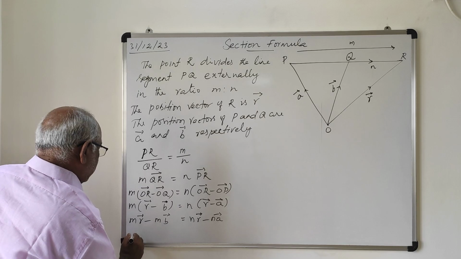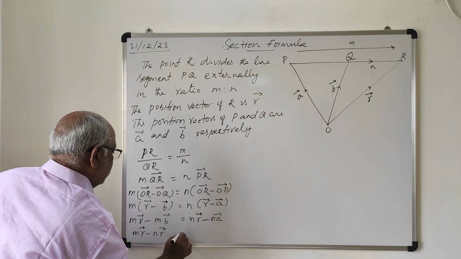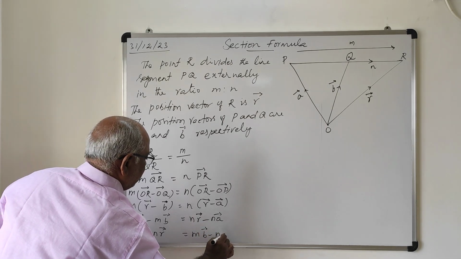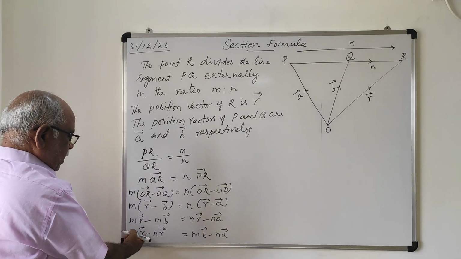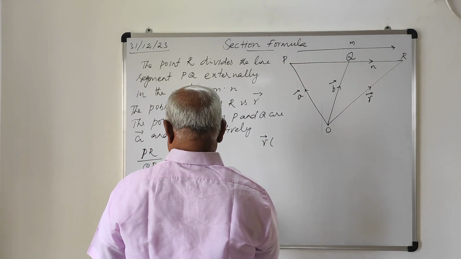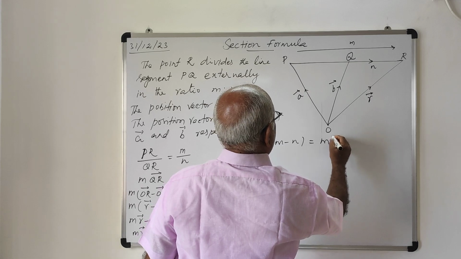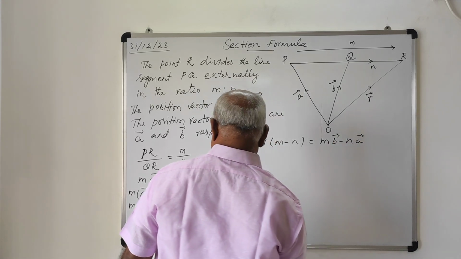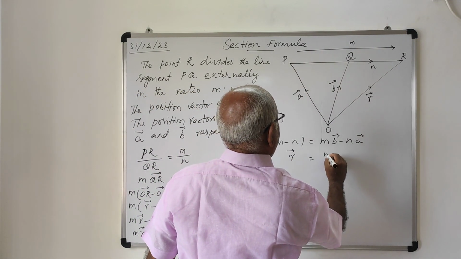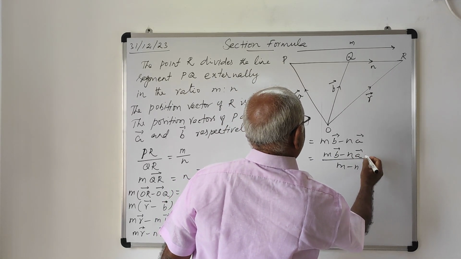You bring this nr to the left hand side, already you have mr here. If you bring this nr, the left hand side becomes minus nr. If you bring this minus mb to the right hand side, it is plus mb. Already minus na is there. Now mr minus nr, you can take r vector as common. You get m minus n on the left hand side equal to right hand side, m b vector minus n a vector. Now we want r vector, therefore r vector is m b vector minus n a vector by m minus n.